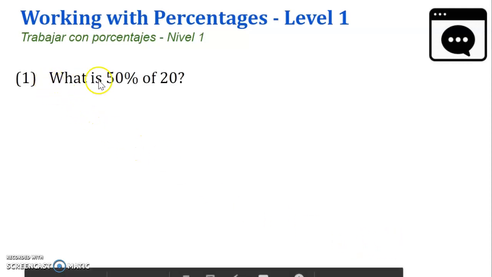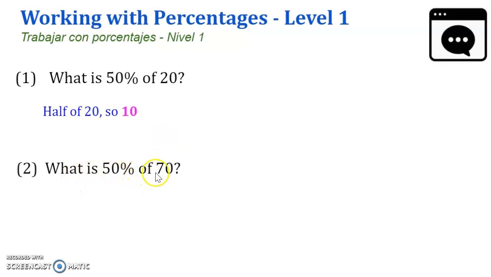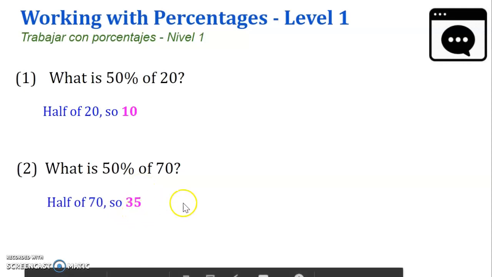So if I asked you, what is 50% of 20? What is 50%? Well, that is the same as half, isn't it? 50% is the same as half because 50% means 50 out of 100, so that's like half of 20. So you halve the 20 and you get 10. So hopefully this was pretty easy. What if I asked you, what is 50% of 70? Can you try to split 70 into half? What is half of 70? That's going to be 35.